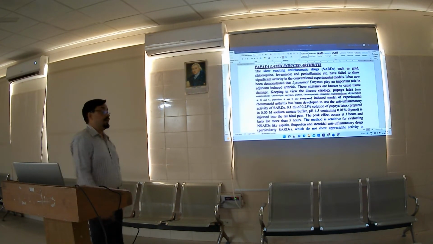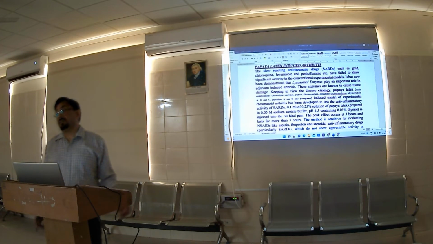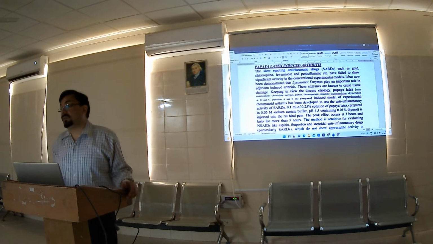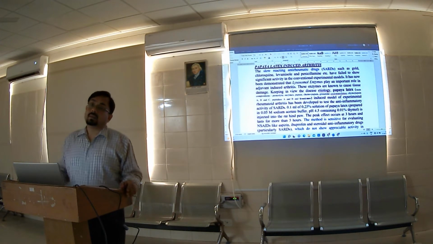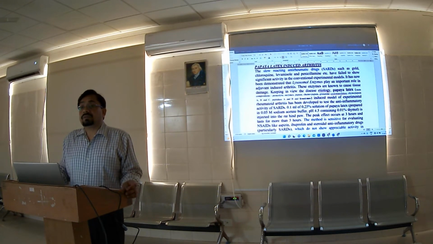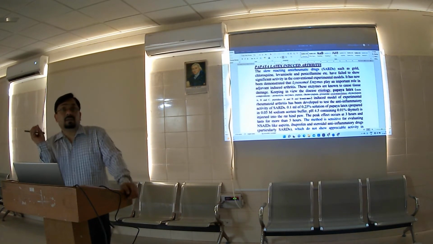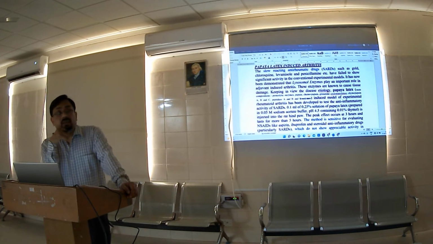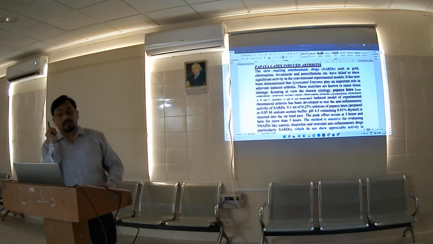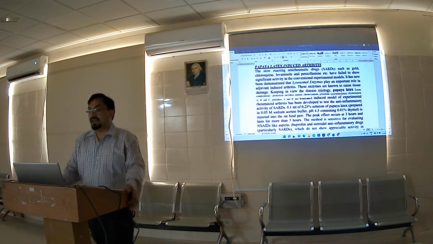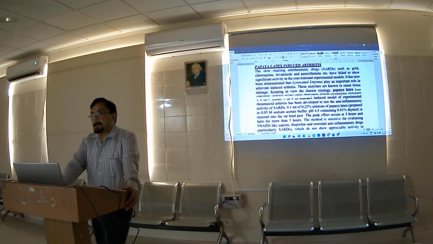Alternatively, another method could be used, where getting the mycobacterium is not an easy task. Similarly, Freund's complete adjuvant is also a little bit costly. So here another method could be utilized as an alternate. What is that? That is papaya latex induced arthritis.